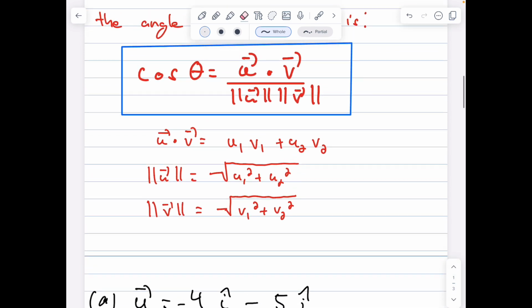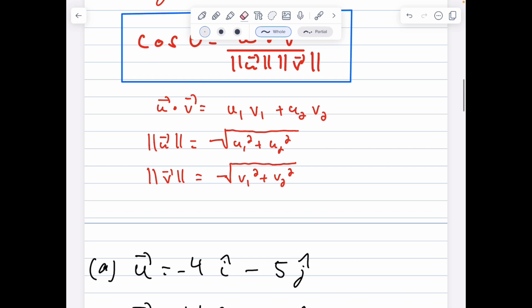Now, what does u dot v mean? The dot product is an operation where we multiply the corresponding components of the vectors. The first components are multiplied, then the second components are multiplied, and then we sum them all together. So u1 v1 plus u2 v2 equals u dot v. The magnitude of u is equal to the square root of u1 squared plus u2 squared. So you square each of the components, add them, and then take the square root. The magnitude of v equals the square root of v1 squared plus v2 squared.